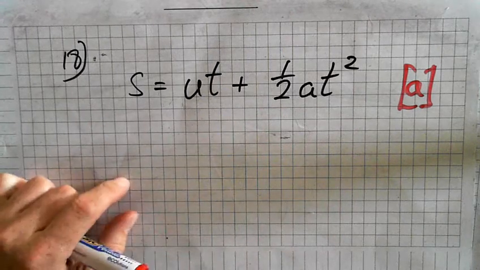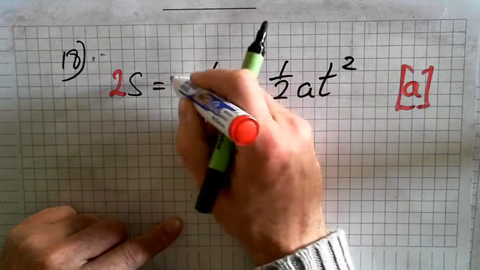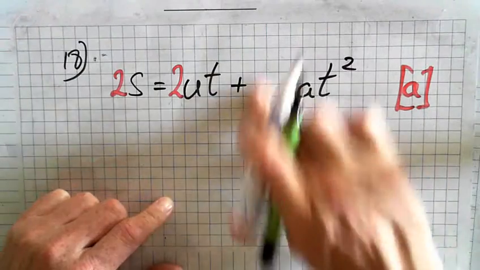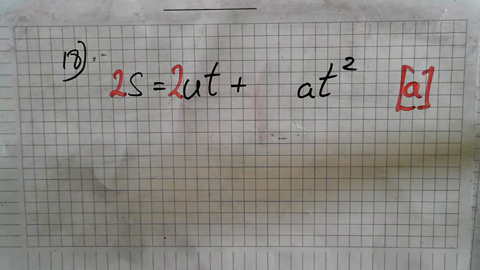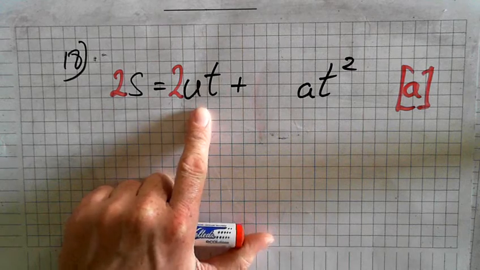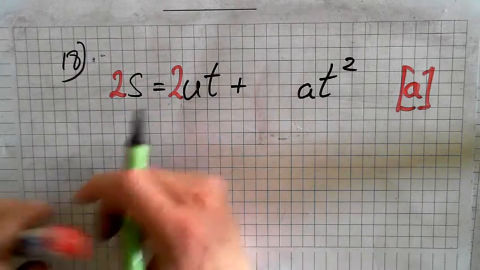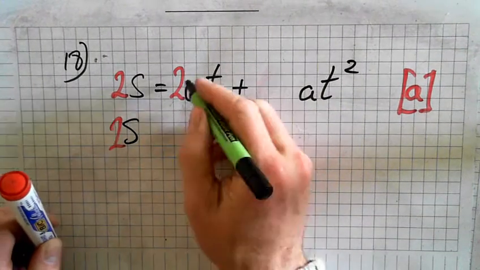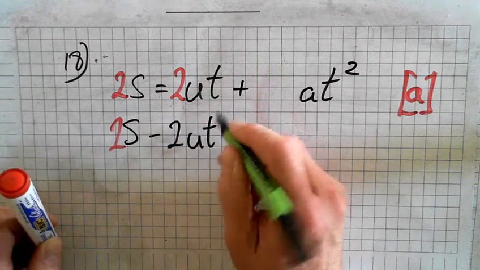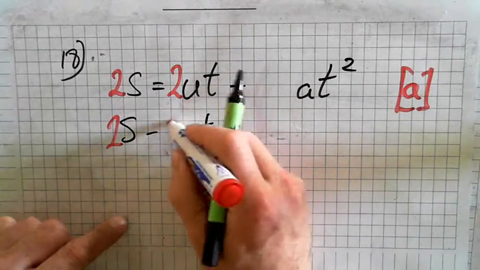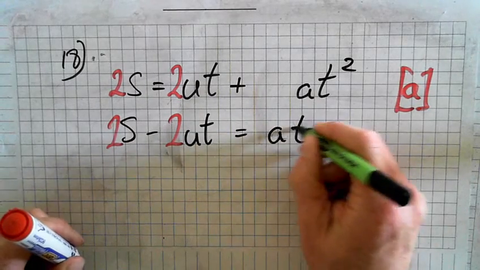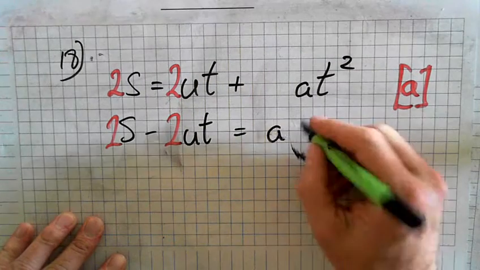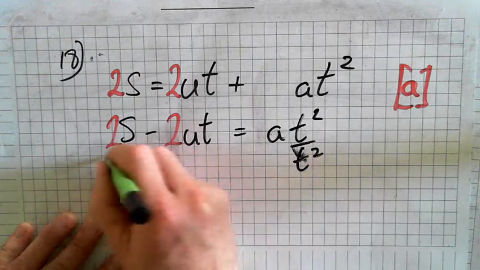So there's a half, so exactly, we need to multiply everything by 2. So we'll multiply that by 2, that by 2, and that by 2. What's 2 times a half? 1. Right, so now all we have to do is move everything that doesn't have an a. So move this across. 2s minus 2ut is equal to at squared. What do we, exactly, we don't want t squared. So it's divide by t squared.